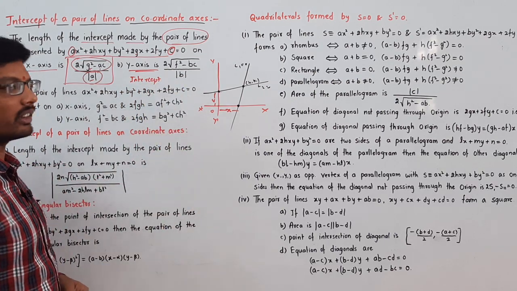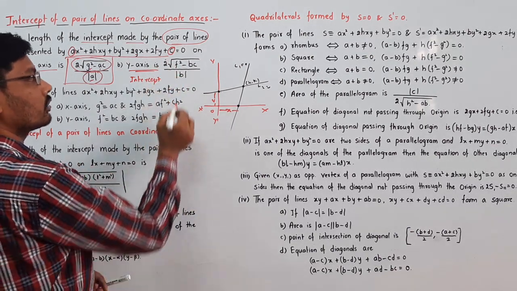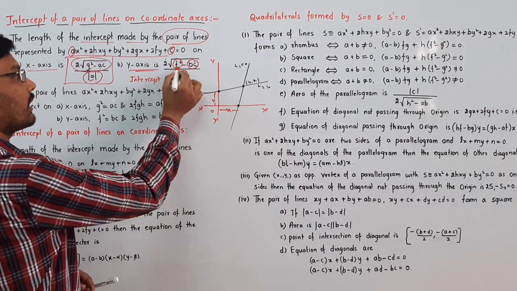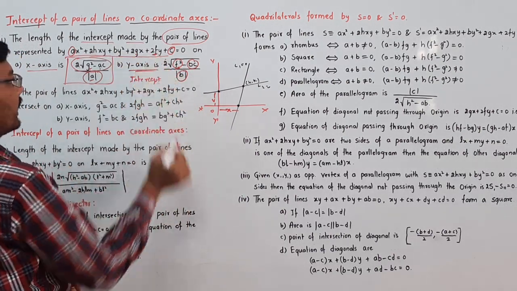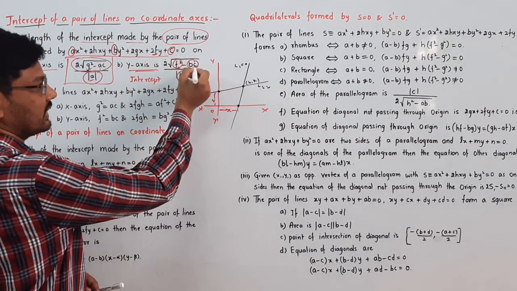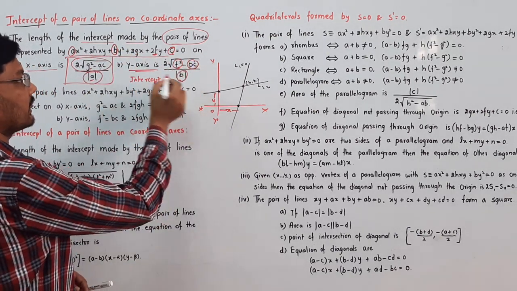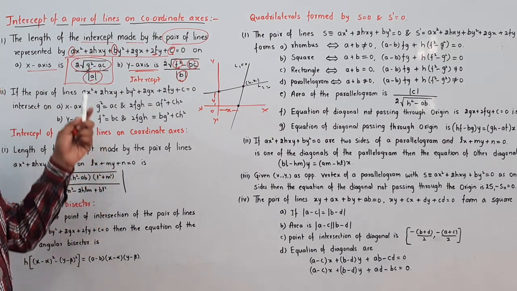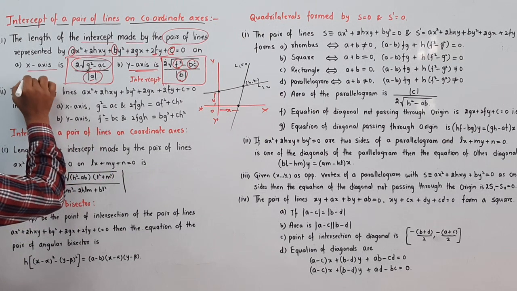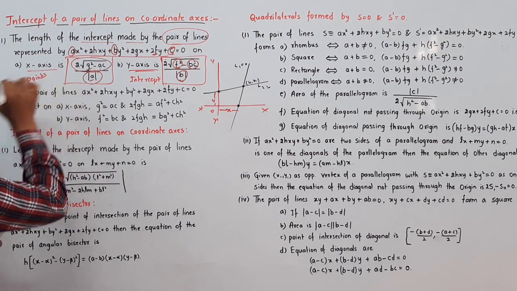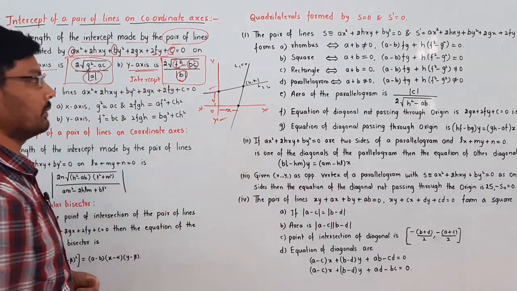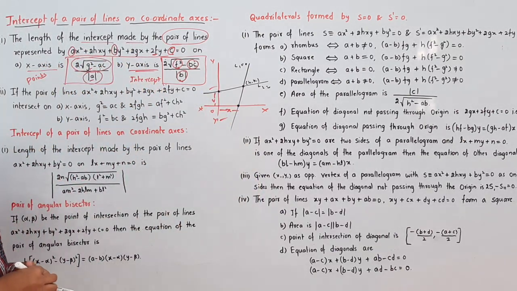If you want to find the y intercept, it is 2 into square root of f square minus bc by mod of b, where f is the coefficient of y, b is the coefficient of y square, and c is the constant. Here you have to remember these two formulas to find the x intercept and y intercept. This is all about the first point.